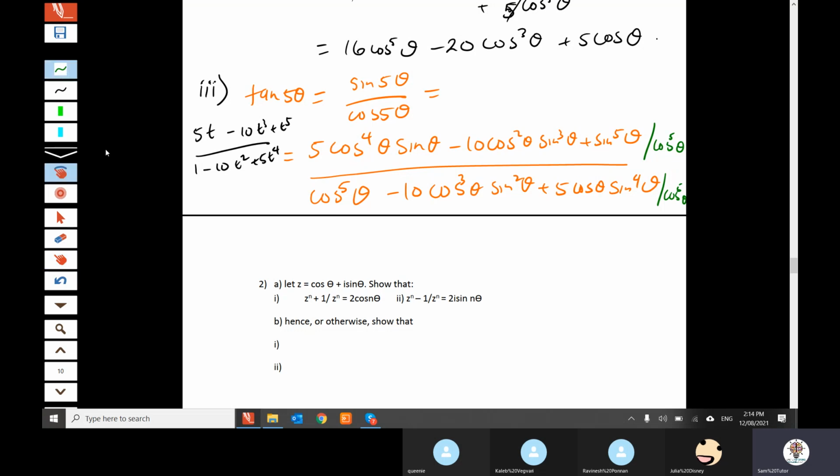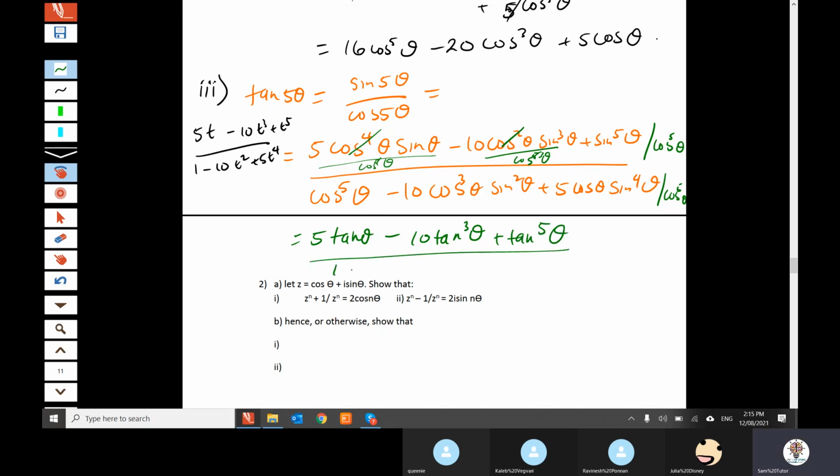What happens to this first one if I divide by cos to the 5 theta? What do I end up getting? Sine over cos, which is tan. Can we see that? The 10 becomes 5 tan theta. Minus, if I divide this one by cos to the 5, what happens? The 2 and 5 cancel out, giving me 3. Sine cubed over cos cubed is? What's sine 5 theta over cos 5 theta? And so on and so on.